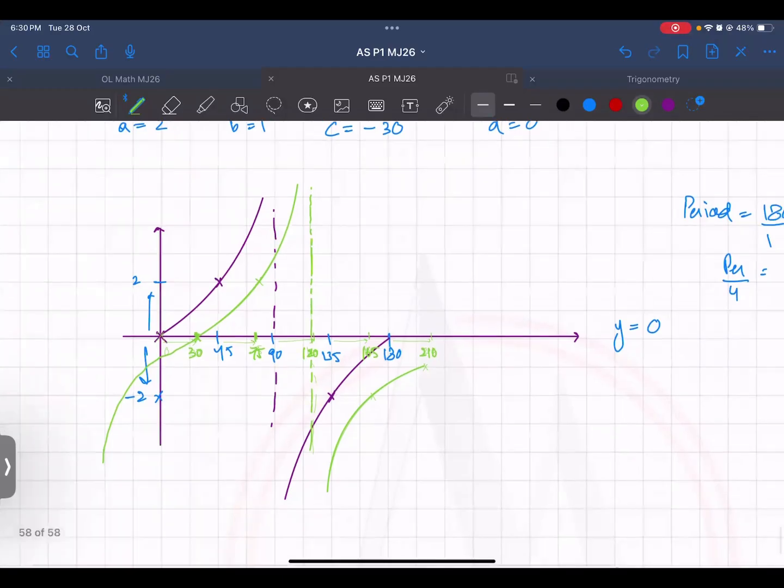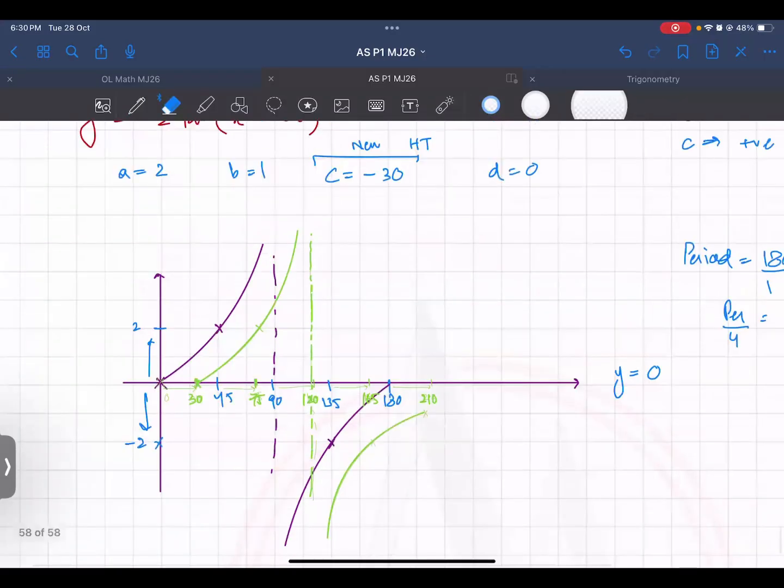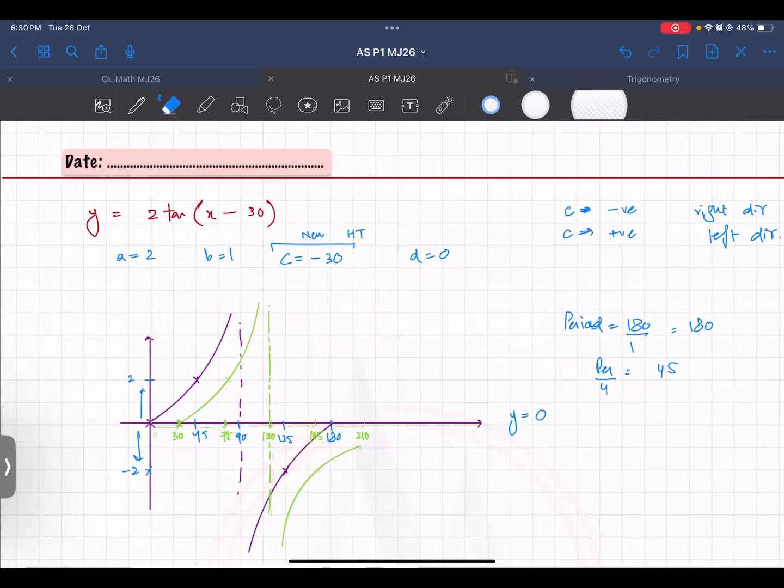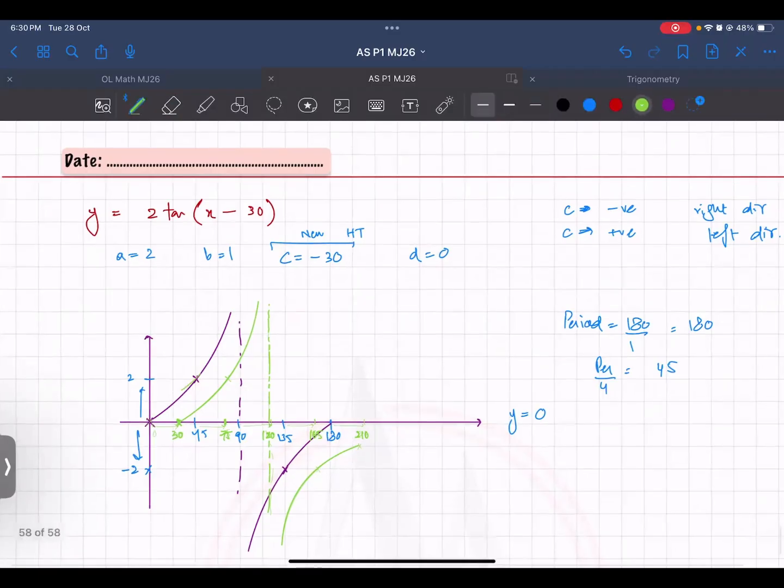Understood? So what do you do? You first of all sketch it the usual way, and then you move the complete thing to the right side or to the left side. In this case, you have to move it to the right side. So you will then ignore the previous graph. This part, forget about it. This is not your solution. This is your graph. Everything has moved to the right side.